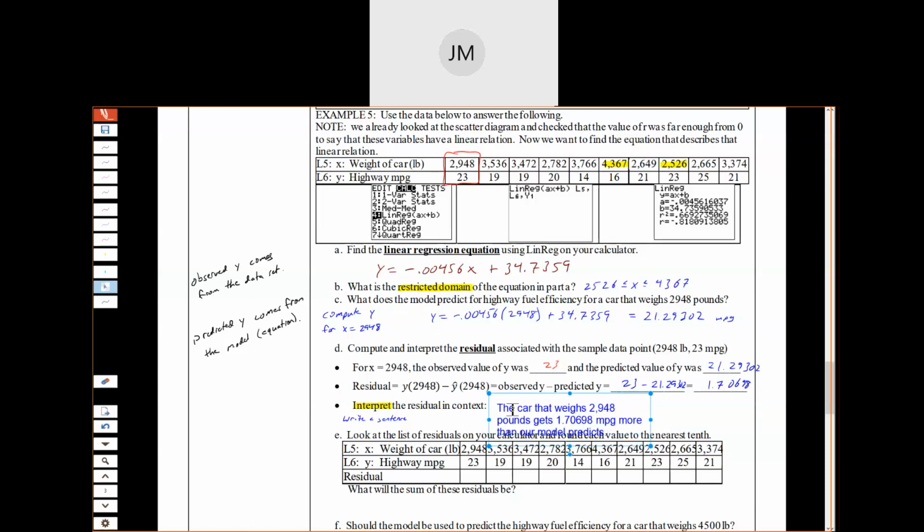You could have other interpretations. You can also think of our model as being like a moving average. It's like the average miles per gallon for cars that weigh that particular amount. So another way to interpret this is you could say that it gets 1.7 miles per gallon more than average.